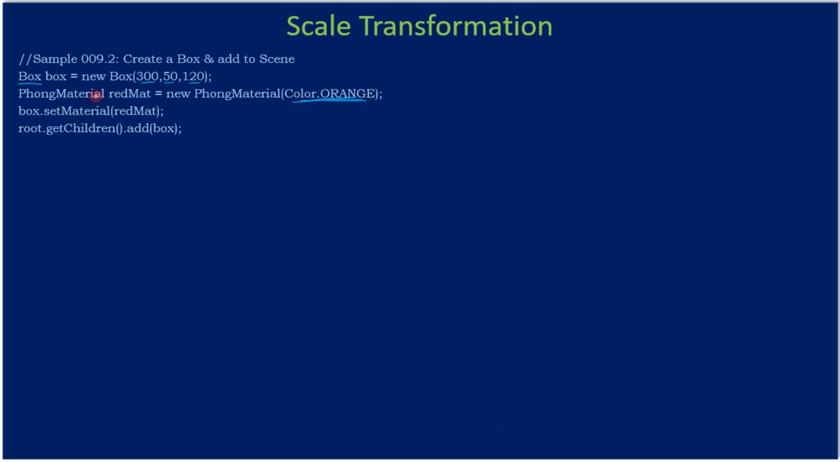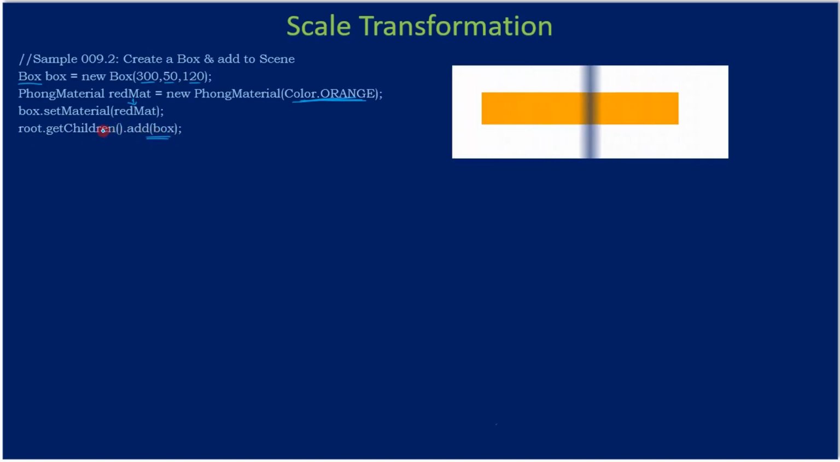So box dot set material, red material, we are setting the material to the box. Then we get children to our root and we add this box. So now box is added to the scene graph, and when you run it will look like this.